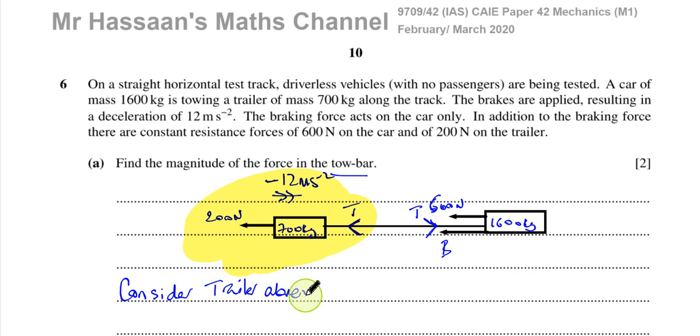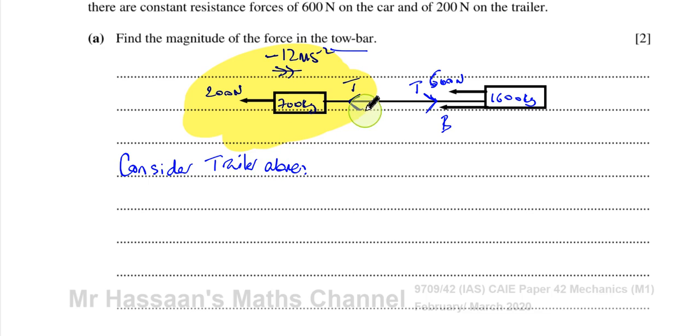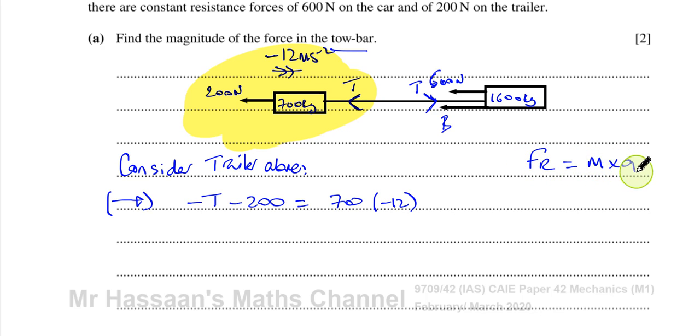Okay, if we consider the trailer alone, then we can see what forces are acting on the trailer alone. And it's moving in this direction, so I'm going to use the resultant force. Everything else, these two forces, are both acting towards the left. So I've got negative T, negative T and minus 200 is equal to its mass, which is 700, times the acceleration, which is negative 12. Okay, we're using resultant force equals the mass times the acceleration. This is the resultant force. This is the mass times the acceleration. And then we should be able to find what T is.